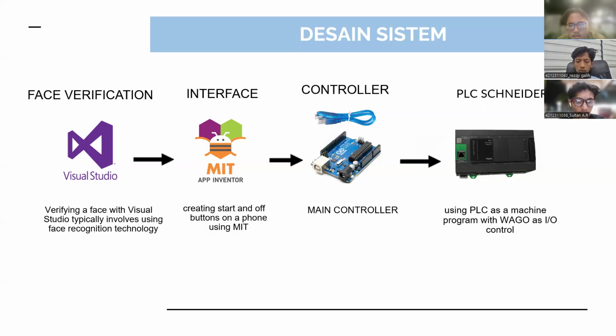And the last step is the PLC Schneider machine control. The PLC is used as the main machine controller. It executes the control logic and handles industrial operation. Wago I/O modules are used for input and output control, connecting sensors and actuators to the PLC. Next slide.